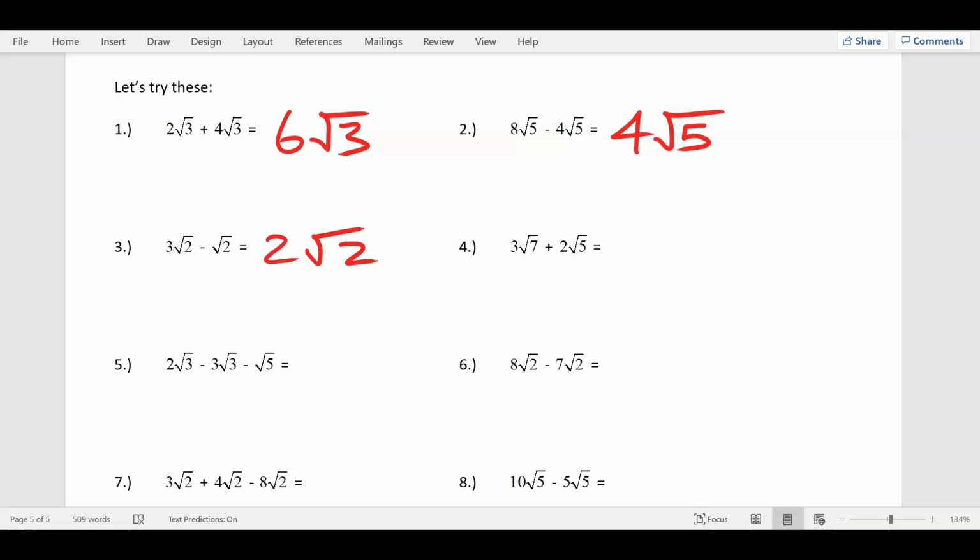Now, what's weird about number 4? The square root of 7 and the square root of 5. They're not the same, right? So, what do y'all think? What do we do with that? Okay. Well, if I combine 3 plus 2 and get 5, but what would the square root be?